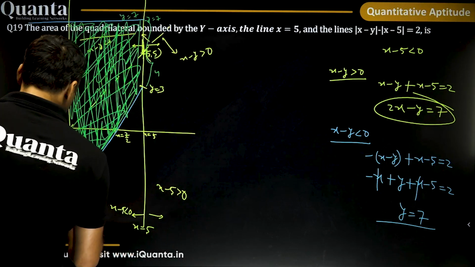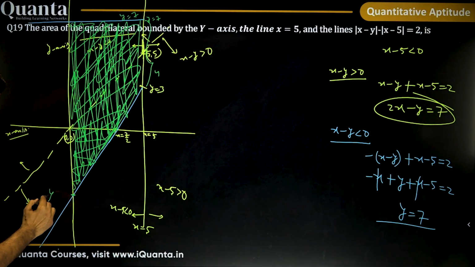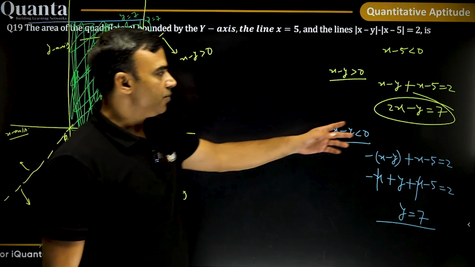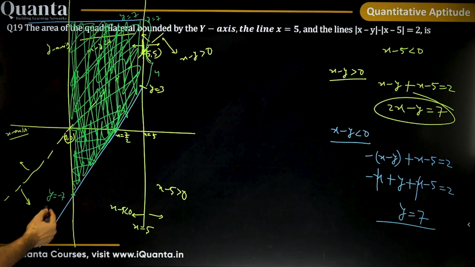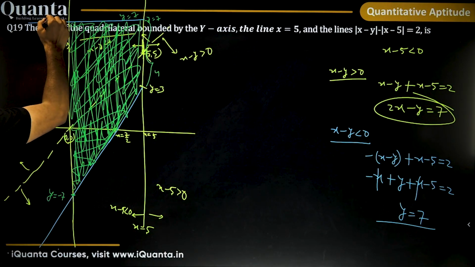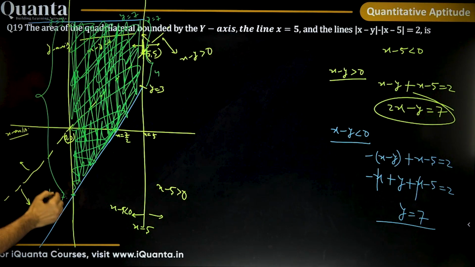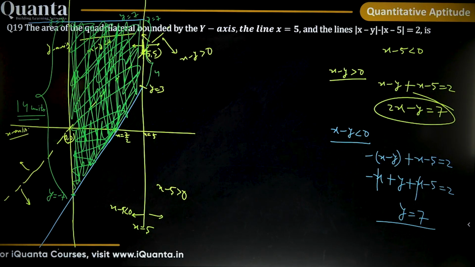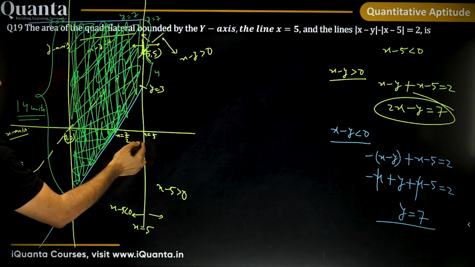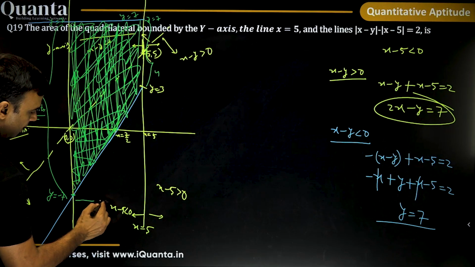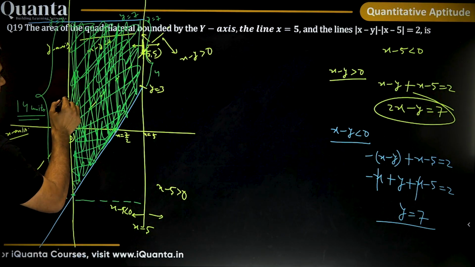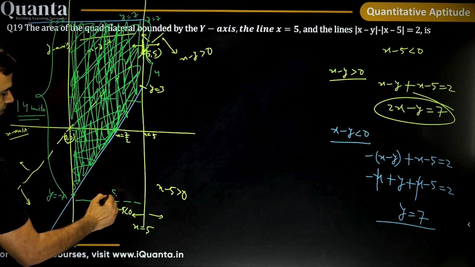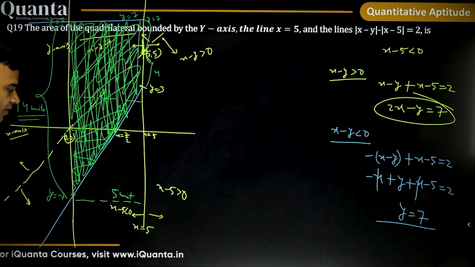Now here, this was y equal to minus 7. If that is not clear, put x equal to 0, and y will be minus 7. So this is y equal to minus 7 and this is y equal to 7. So this entire length is 14 units. Perfect. Fantastic. I think we are done with that. And this is x equal to 5. So the perpendicular length between these two parallel lines is 5 units. For our trapezium area, whatever we need, we have got it.